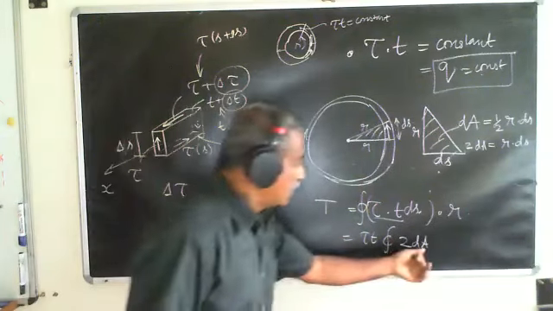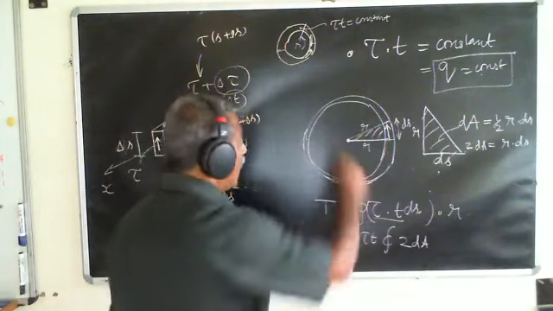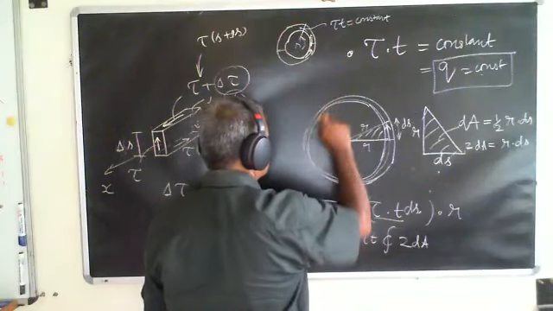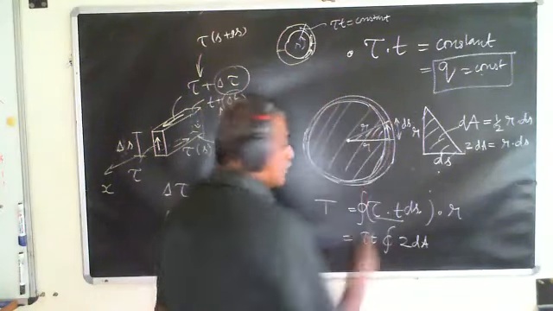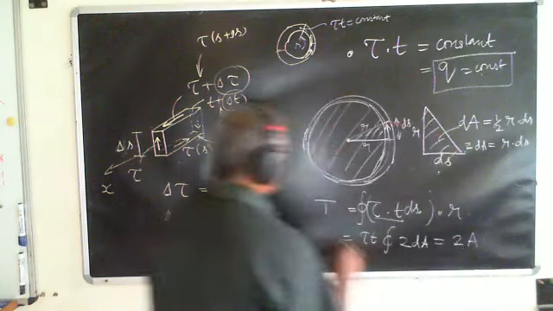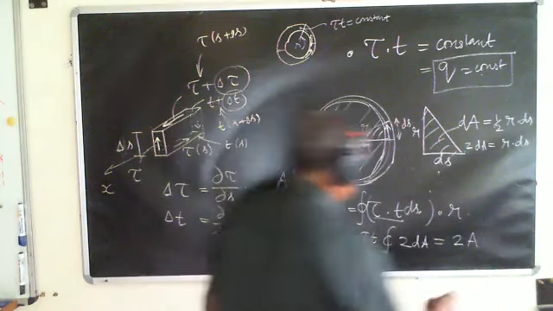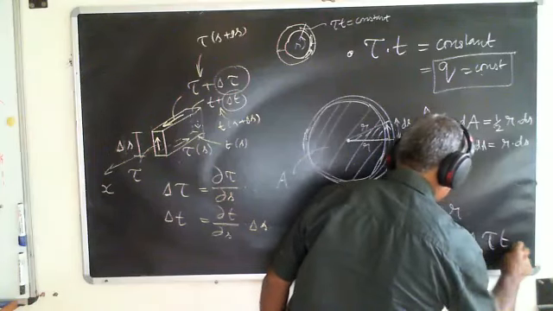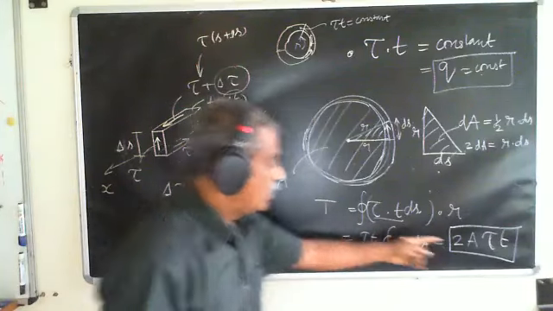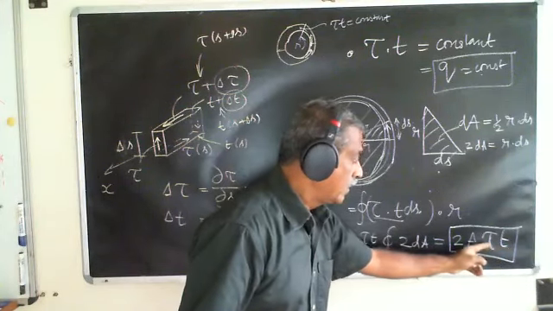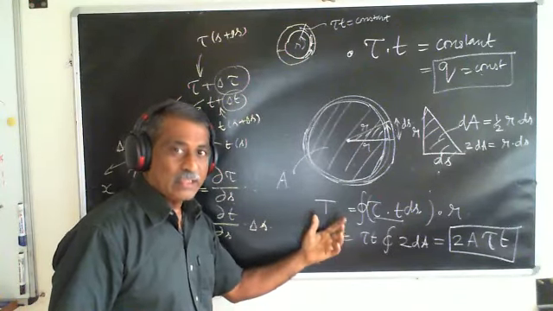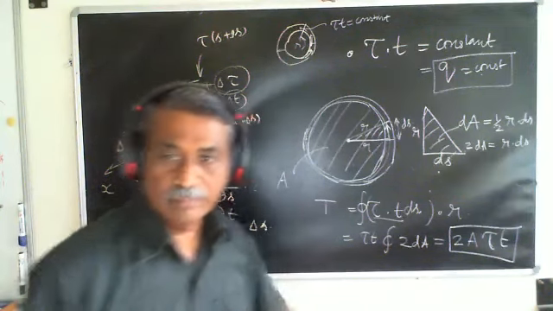Now, if I sweep over the entire circle, what will I get? I will get nothing but the area enclosed by this. Is it not? And I should get this to be 2 times A, which is the area of this circle, times tau times t. From this, I know the area, I know the thickness, right? Can I find out tau? The answer is yes, given that this is the twisting moment found out from external torque. Is this clear to you?